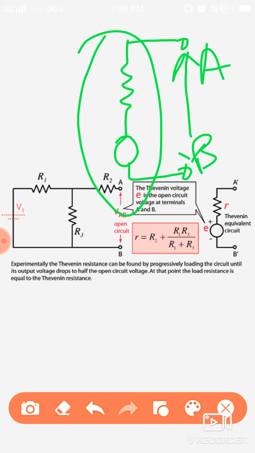So experimentally the Thevenin resistance can be found by progressively loading the circuit until its output voltage drops to half the open circuit voltage. At that point the load resistance is equal to the Thevenin resistance.